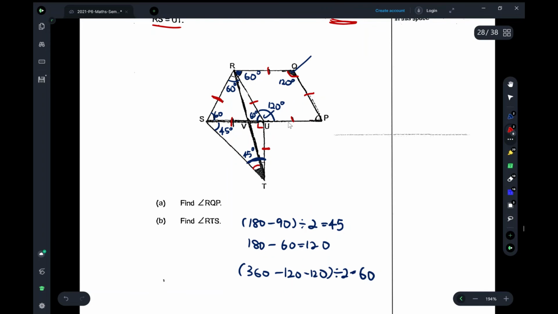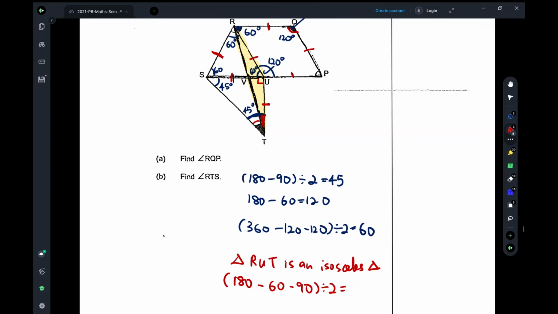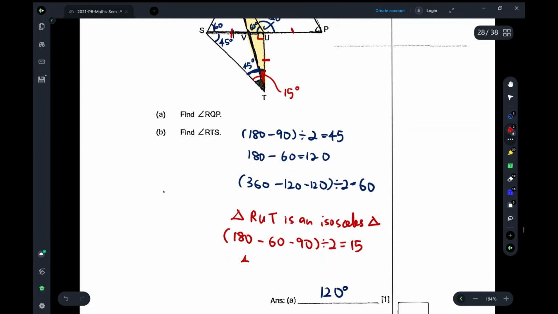But it's okay. We can find this part, which is the tiny angle that's wedged here, because this triangle is an isosceles triangle. Okay? Triangle RUT is an isosceles triangle. Because you look carefully, this line here and this line here. So I will use 180 minus 60 minus 90. Because this part is 60, this part is 90. And the answer divided by 2, I will get one of the angles on each side. So that's 15. Okay, so I know that this is 15 degrees. If the total of this angle and this small angle is 45, to find the small angle RTS, I need to use 45 minus 15. So that would be 30.